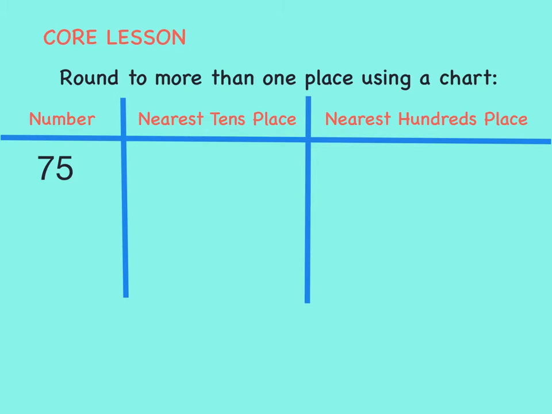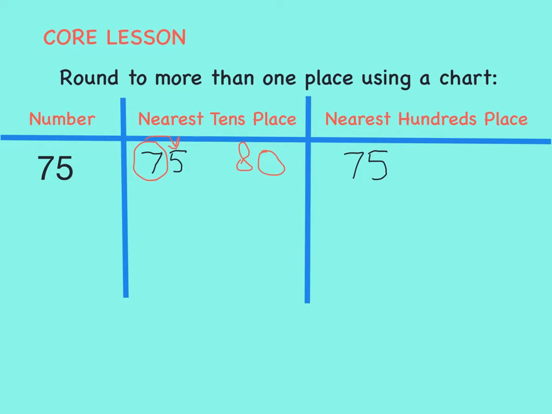Well, let's start by rounding the number 75 to the nearest tens place. So my number is 75, and we're rounding to the nearest tens place. So we're going to circle the digit in the tens place. I look next door. I see a 5. So that means that this 7 is going to round up to an 8. And everything to the right becomes a 0. 75 rounds to 80.